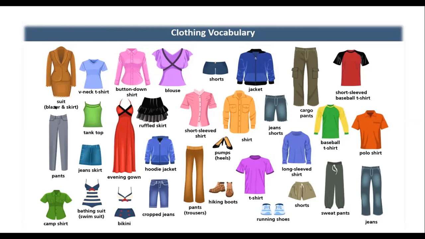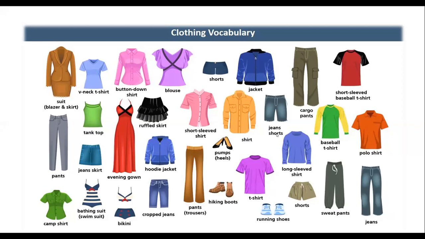A suit is a formal piece of clothing that is composed of a blazer and a skirt. We have the V-neck t-shirt, the button-down shirt, a blouse, shorts, a jacket, cargo pants, the short sleeve baseball t-shirt, pants, a tank top, a ruffled skirt, a short sleeve skirt, a shirt, pump heels. Pumps or heels, right? They can be both. Pueden ser pumps o pueden ser heels. Both are correct.